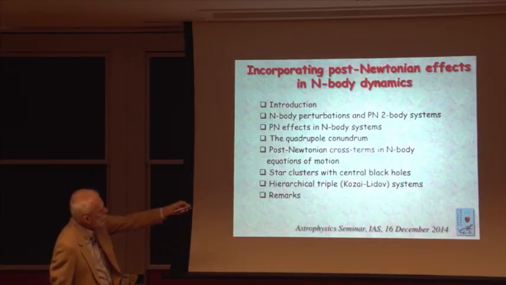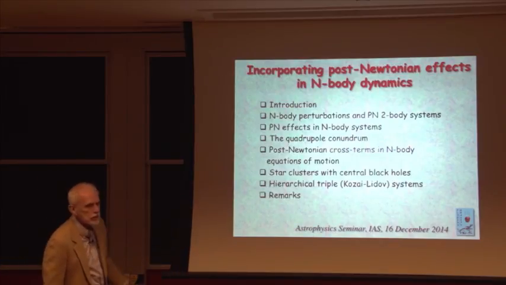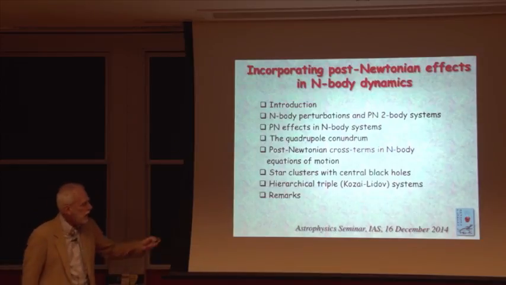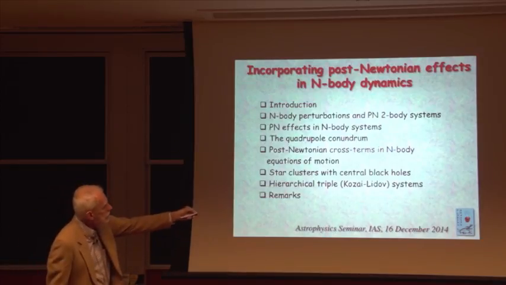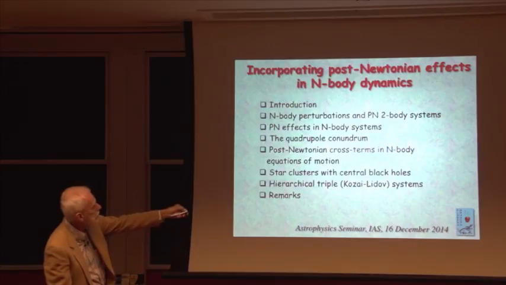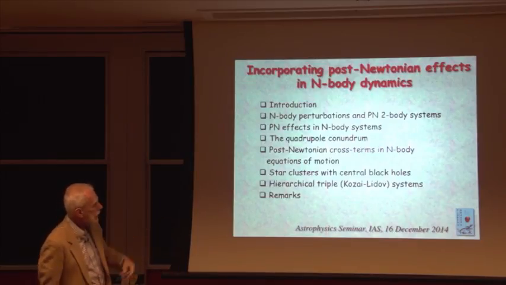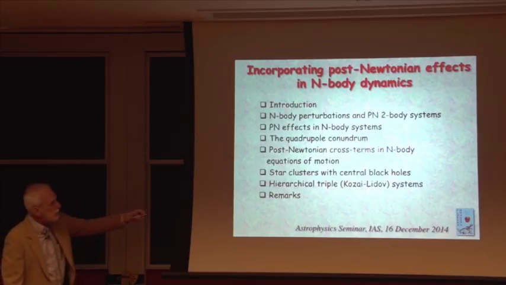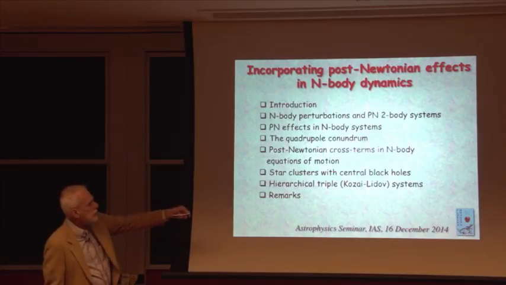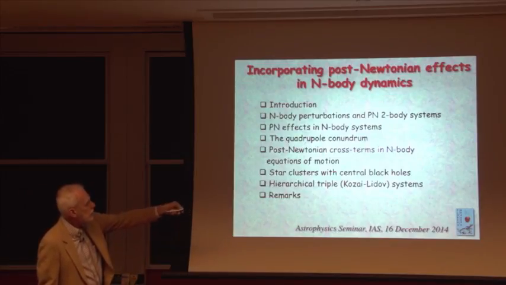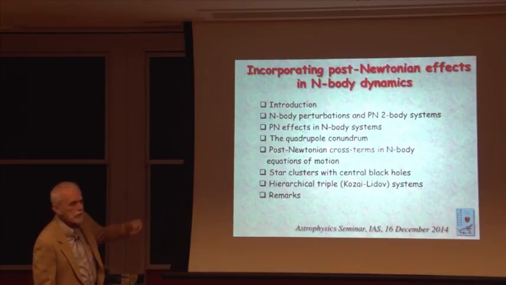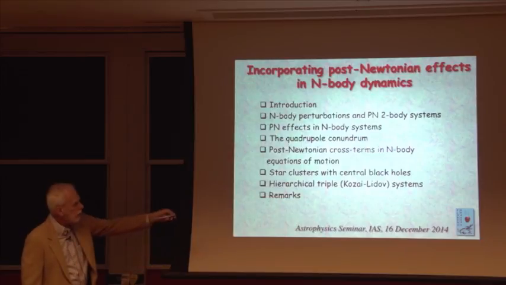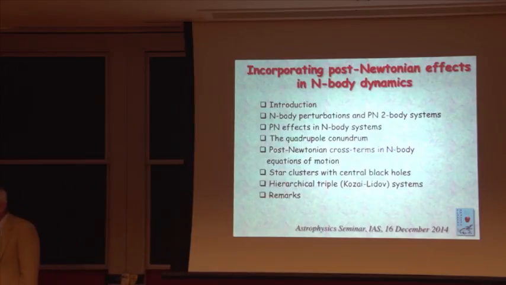I'll talk about what I call the quadrupole conundrum, which led me to think about the idea that one may need to include certain kinds of post-Newtonian corrections in the n-body equations of motion that I call cross-terms, and I'll explain what they are. And then I'll describe two specific contexts in which these kinds of post-Newtonian terms might be relevant: central black holes inside a dense star cluster and hierarchical triple systems. And then I'll make some final remarks.